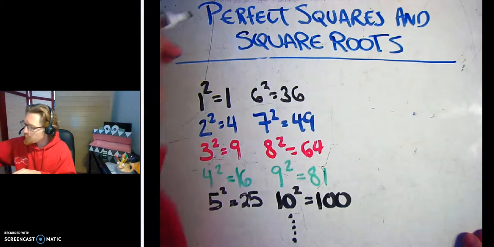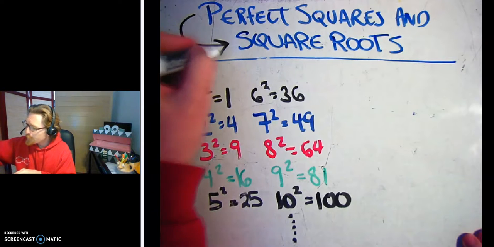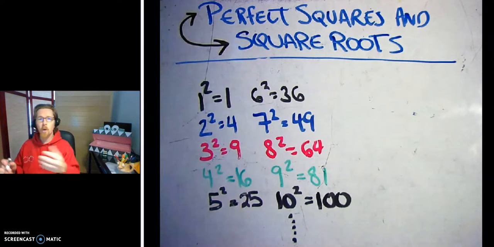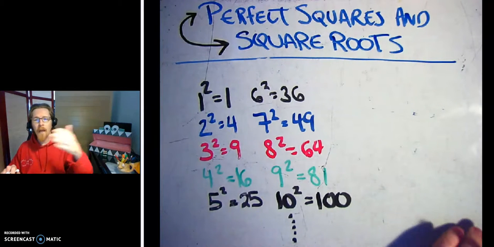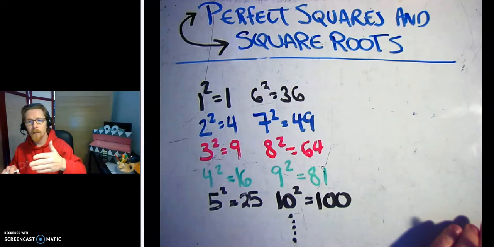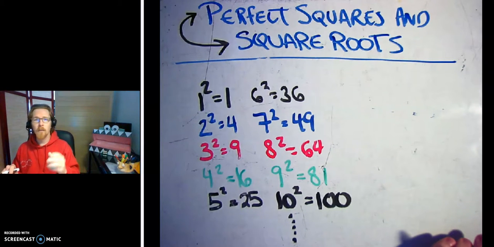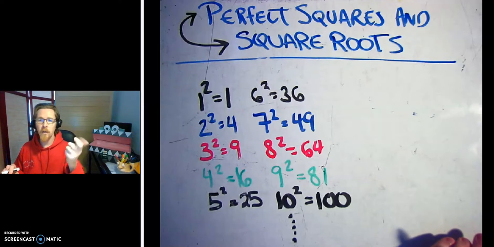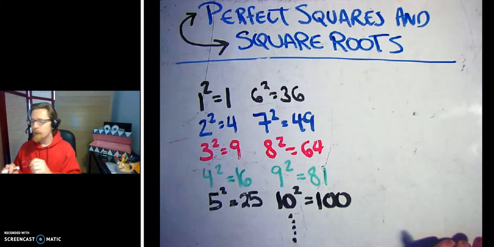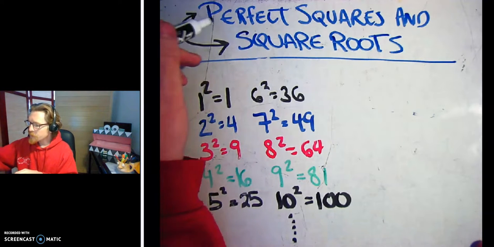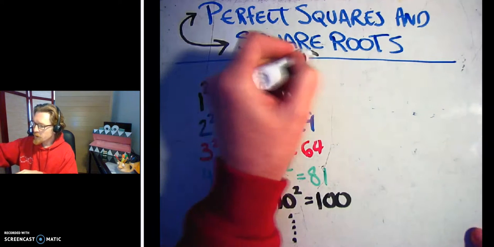Now, math is always full of inverses. If you do things one way, you can always go backwards. If you add 3, you can take away 3. If you multiply by 6, you can divide by 6. So addition and subtraction are inverse operations. Multiplication and division are inverse operations. And so we now have a new inverse operation we want to share with you.